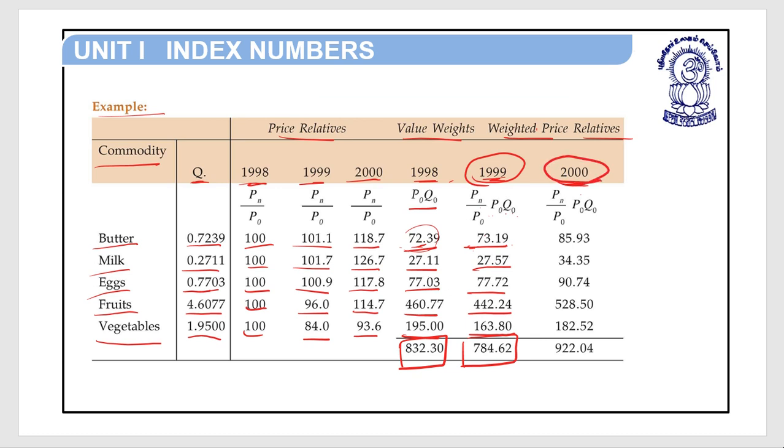In the same way for 2000, P_n by P_0 into P_0 Q_0 is 85.93, 34.35, 90.74, 528.50, 182.50. So the total is 922.04.